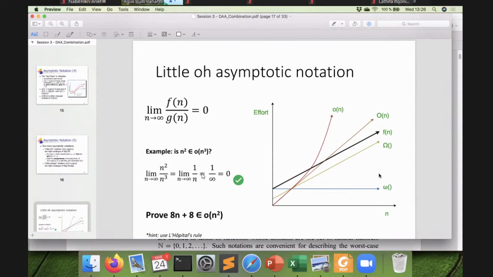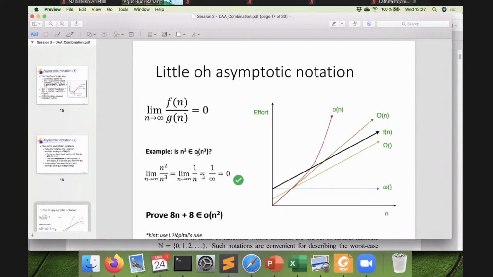Does it mean that it will always be constant over here? Well, not necessarily. Maybe if we zoom out, it has a little bit of movement over here. But in the big picture, from a bird's-eye view of the chart, we can see that little omega is much lower than f(n) and big omega also.